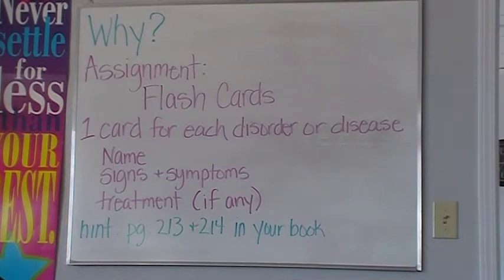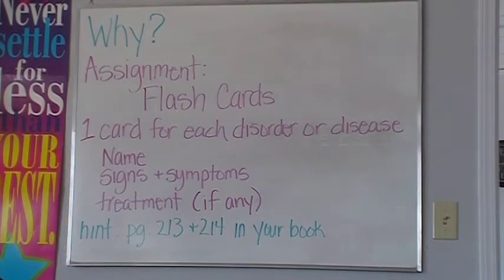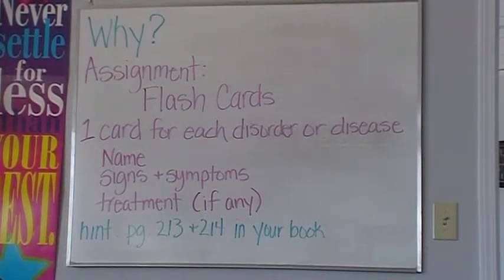So I have found over the years that the easiest way for you guys to get this is to make a flashcard. So one card for each disorder or disease. Make sure that you're marking on that card whether it is a disorder or a disease. So the name of it, the signs and symptoms, what you're looking for, and if there is any treatment for it, write that on there too. Notice I put hint, pages 213 and 214 in your book actually have charts.